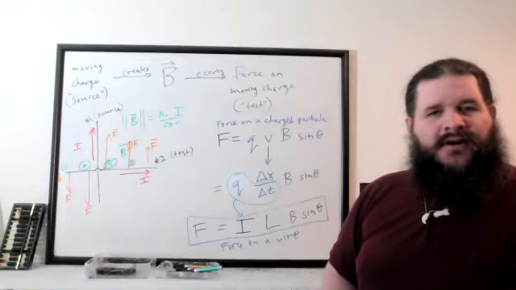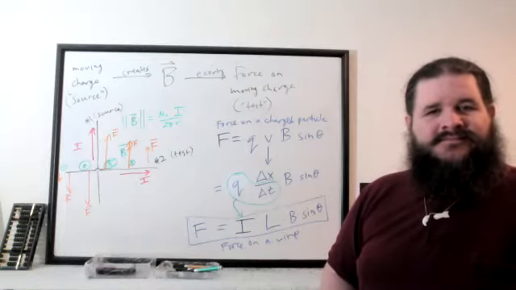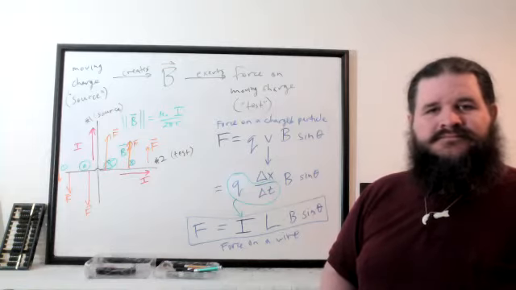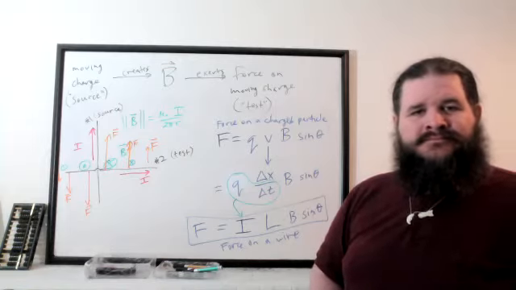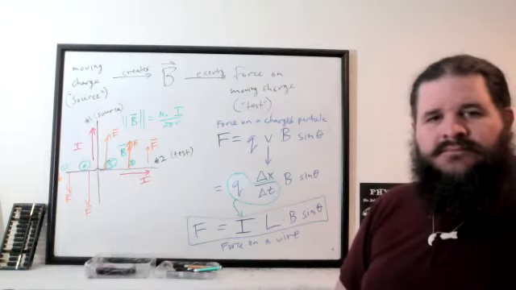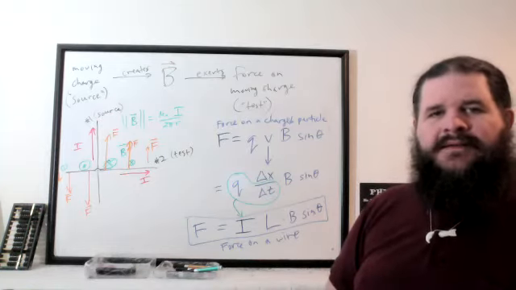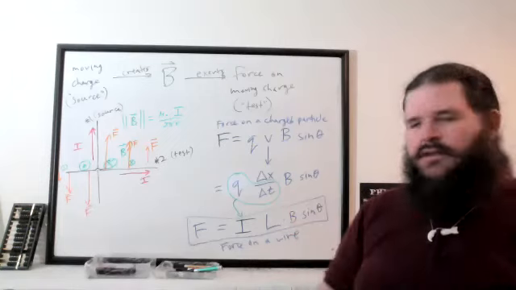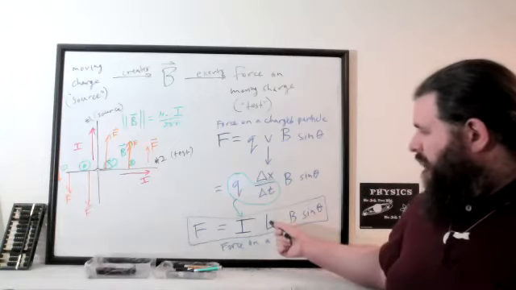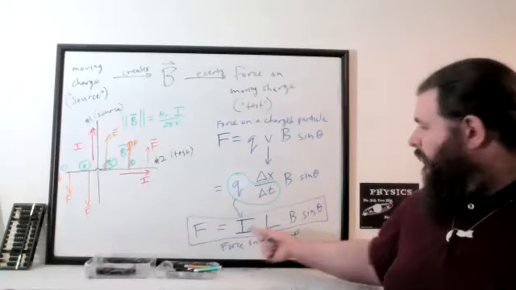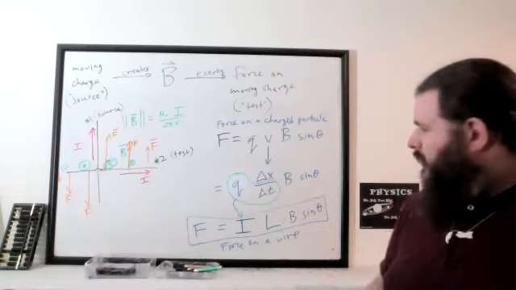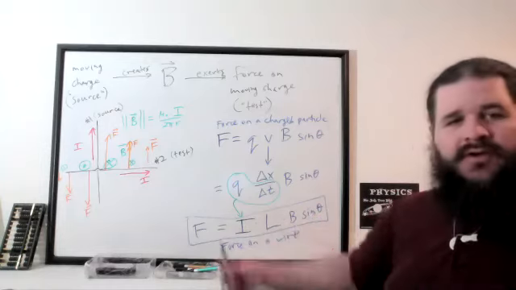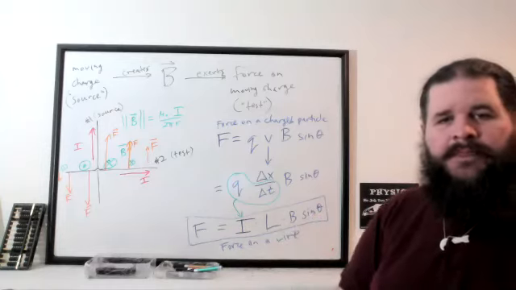Any questions on that so far? Wait, so the L is the length of the wire? Yeah. If you've got a wire of known length, you can just plug in that length in meters times the current in amps times the magnetic field in Teslas times sine of the angle between them if they're not perpendicular. And that tells you the total amount of force on that wire.